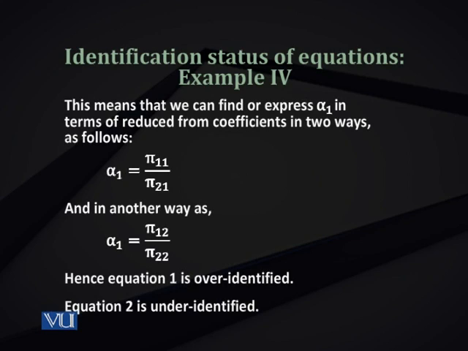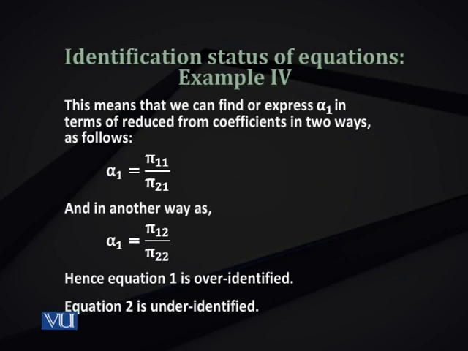So as we are able to express alpha 1 in two ways, in two different expressions in the reduced form coefficients, this means alpha naught also will have two different expressions when you try to express alpha naught in terms of pi's. So you are able to express alpha naught and alpha 1 in terms of the reduced form coefficients pi's in more than one way. This makes the equation with alphas, the first one, over-identified.